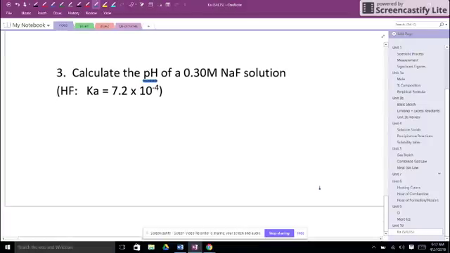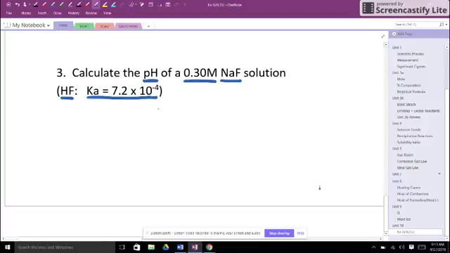It's asking us to calculate the pH of a 0.3 molar sodium fluoride solution. I'm kind of cool that this is the stuff that you'll find in toothpaste most often. So you find out, oh, I guess that stuff's actually a little acidic or basic. Huh, that's weird. So we're given that HF has a Ka of 7.2 times 10 to the negative fourth.